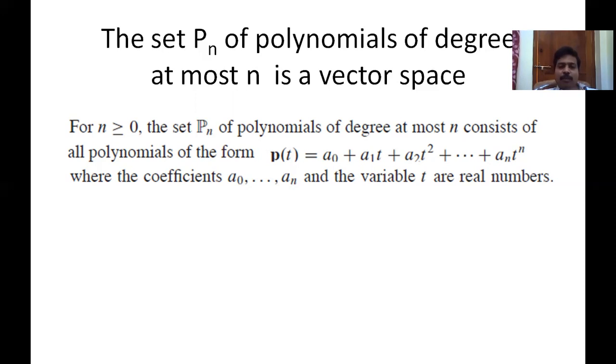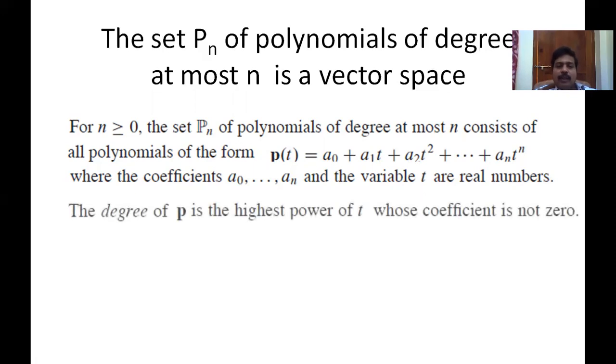So this problem is almost similar to the previous one. Of course, here we have n plus 1 terms. If you list all these a0, a1, a2, and an, there will be n plus 1 terms. So it is almost similar to the previous one. First of all, we need to define the zero element and other things.